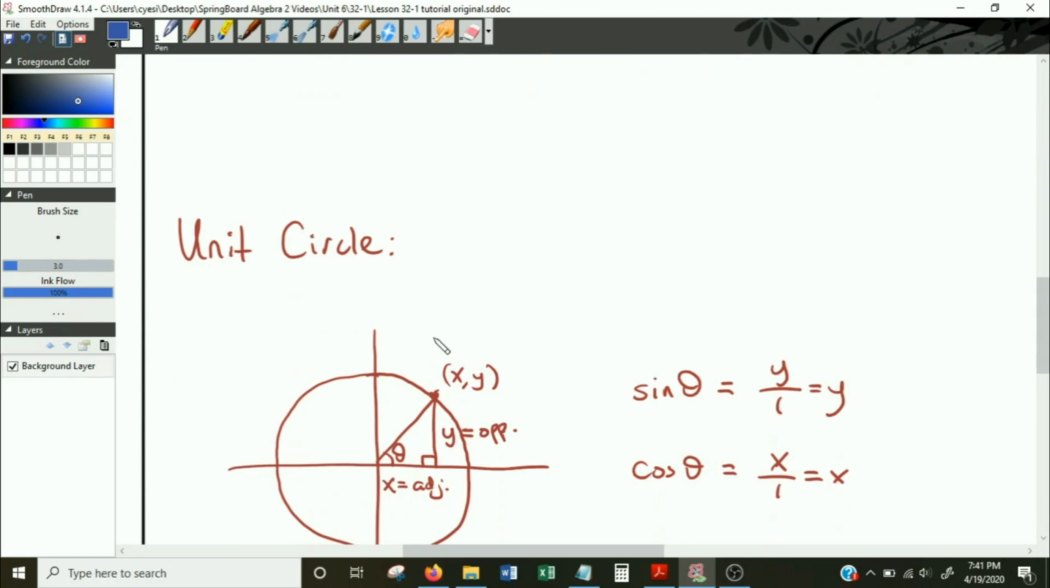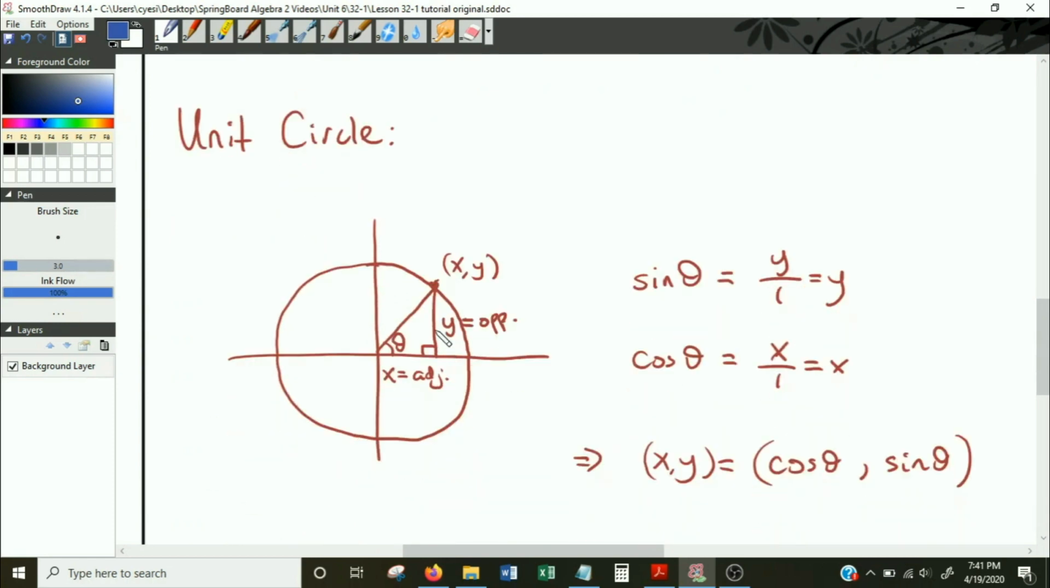So let's now talk about the unit circle. The unit circle is basically a circle where the radius is 1. So r is equal to 1. And it's useful to think about expressing any point on the circle x, y in terms of the angle. So let's try to find what sine of theta and cosine of theta are in this triangle.